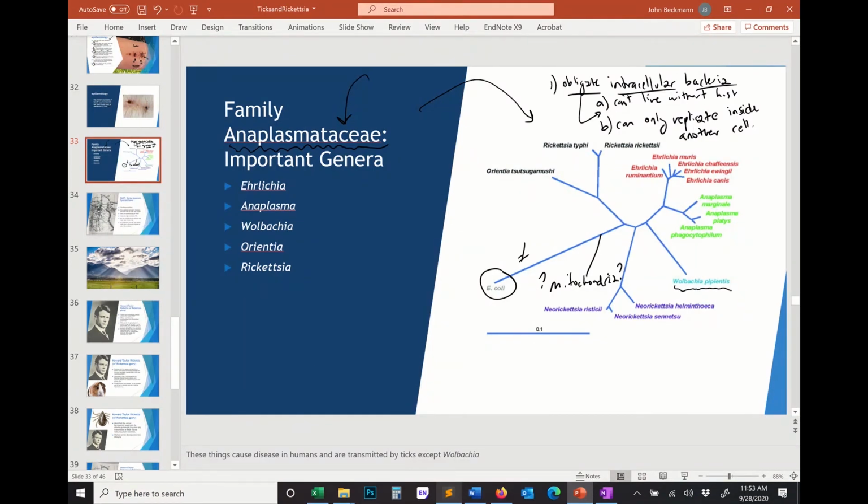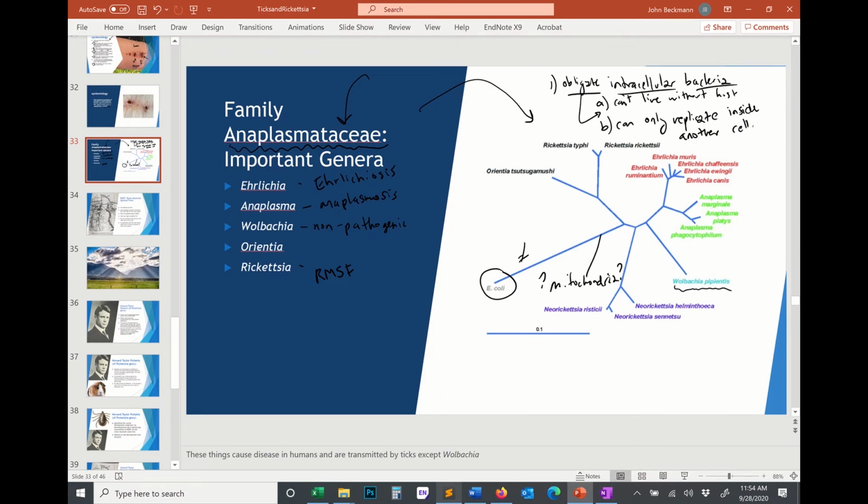Here's what the family looks like. We've already talked about Wolbachia, so we know what Wolbachia is. Wolbachia is one of these family members, but Wolbachia doesn't cause any disease. We care about Wolbachia for different reasons, because it manipulates the reproduction of arthropods. But these other things cause disease. Anaplasma can cause human anaplasmosis, and bovine anaplasmosis, so you care about this if you work with cows. Ehrlichia can cause human ehrlichiosis. These are all bacterial infections, and it can also infect cows.